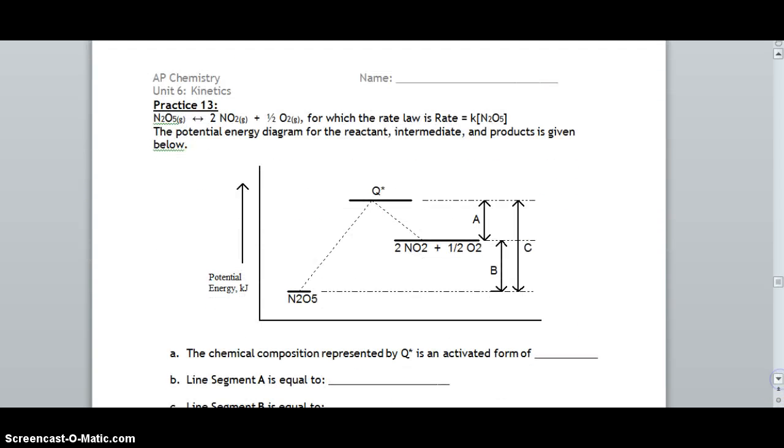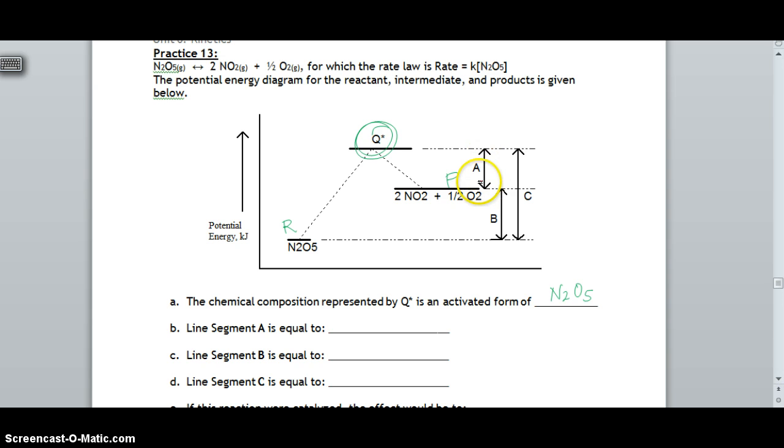For the first practice, we're just looking at this energy diagram and labeling the different parts. It says the chemical composition represented by Q star is an activated form of, well, here are our reactants and here are our products. So this Q represents an activated form of the reactant, the N2O5. It asks about line segment A. Line segment A is measured from the products to the peak, so that is not the activation energy. That is the activation energy if the reaction were going this way, so we would say this is Ea for the reverse reaction.